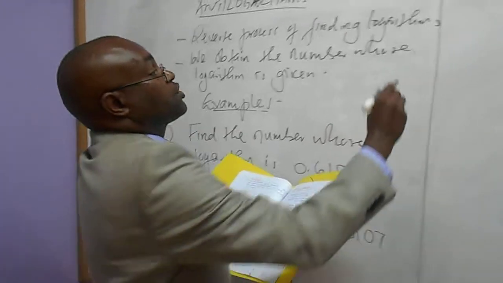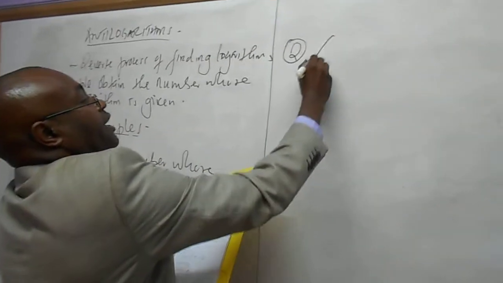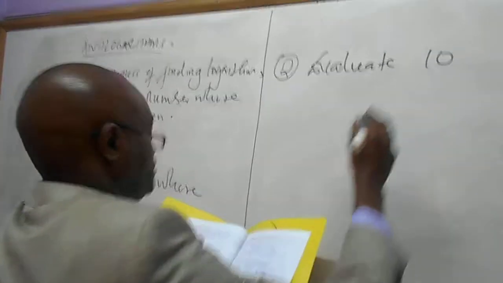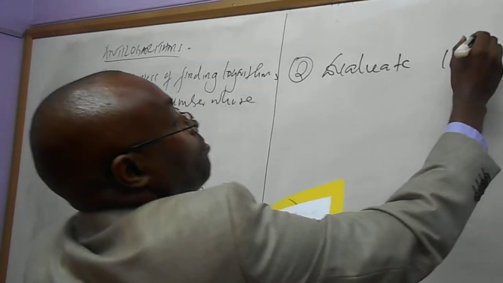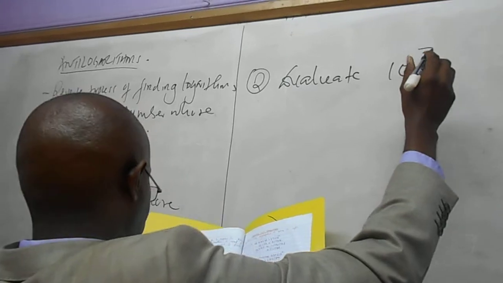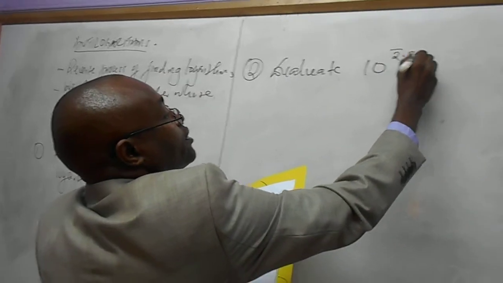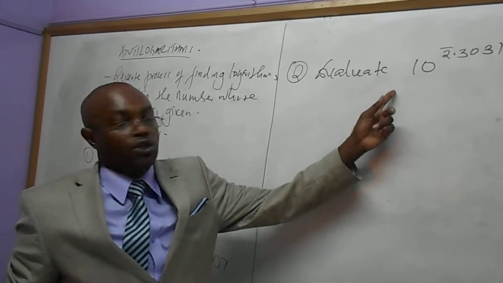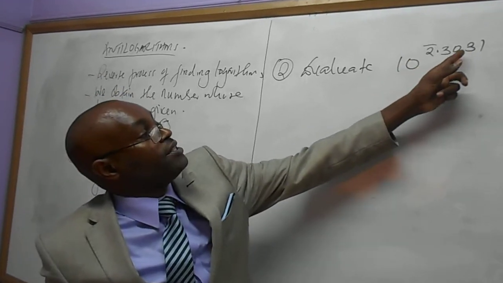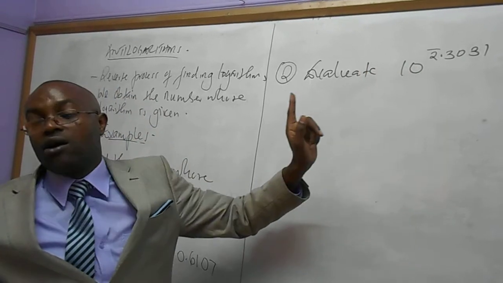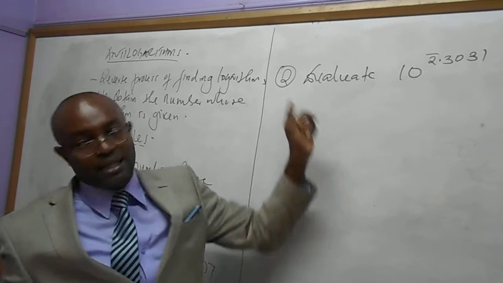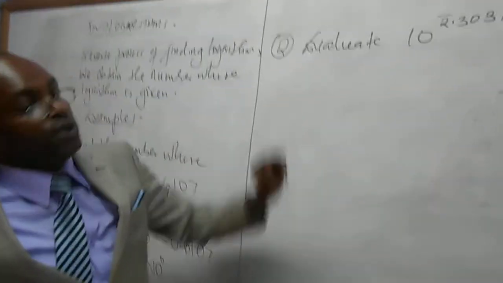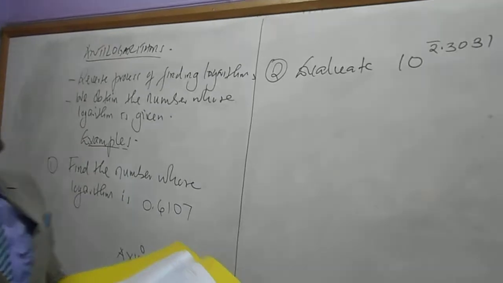You are given another question. You are told, evaluate 10 raised to bar 2.3031. So when it's written like this, class, it's up to you to know that bar 2.3031 is the log of a number. So what is that number? Because that number whose power is bar 2.3031 is the one we are looking for. And therefore, the process is the same.